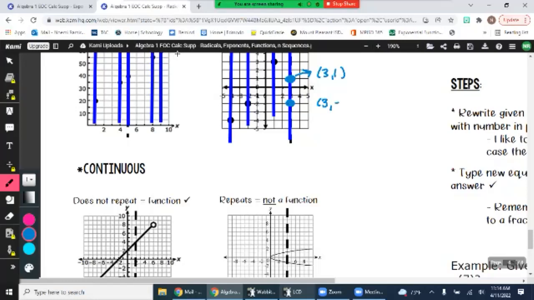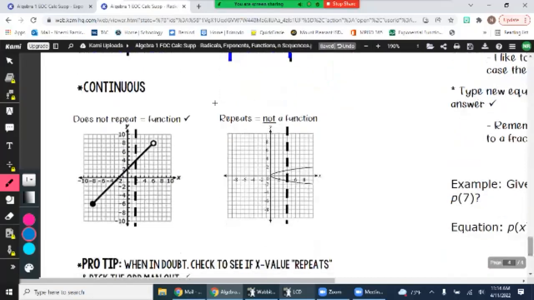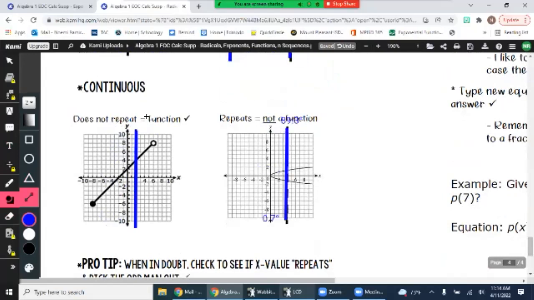3, -2. So notice your X value is repeating. Look at a continuous graph. It doesn't matter where I draw a vertical line, it's only going to cross one time. Here, it'll cross twice every single time. There and there. Maybe I should make it a different color. There and there. Here, it's only crossing one time.